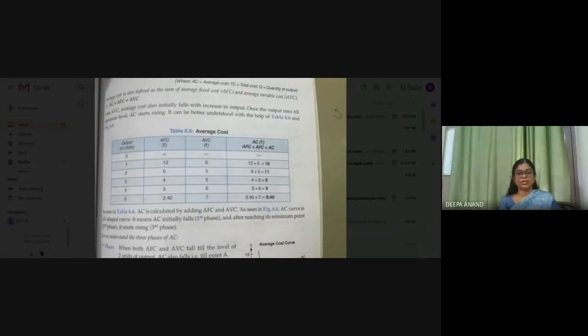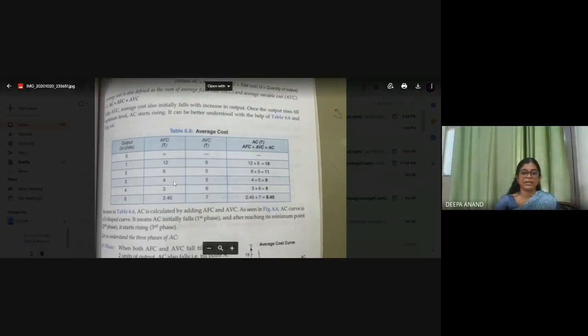So the total cost is the total of fixed cost and variable cost. TC is equal to FC plus VC, that you know. So what will be AC? Average cost, or average total cost, is the summation of average fixed cost and average variable cost. So make this particular table.